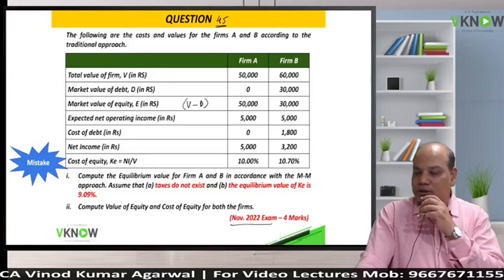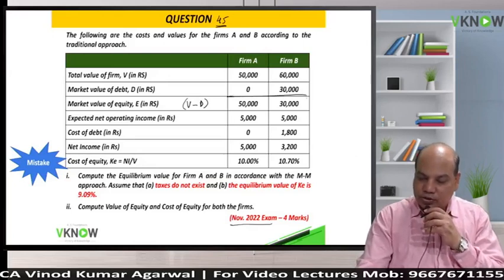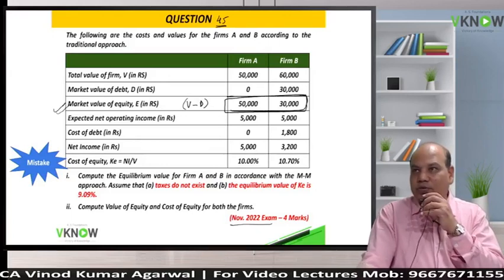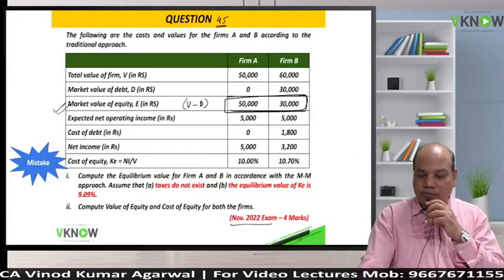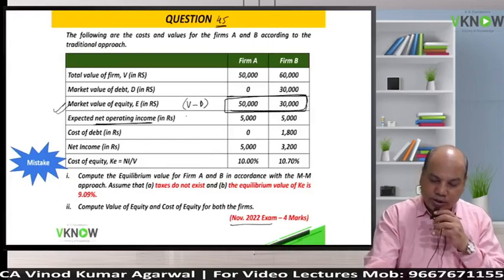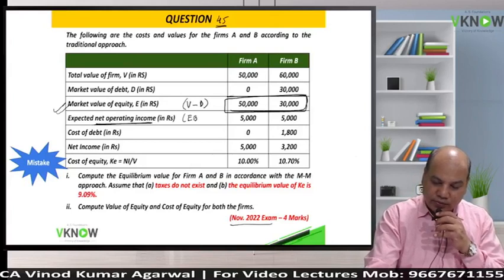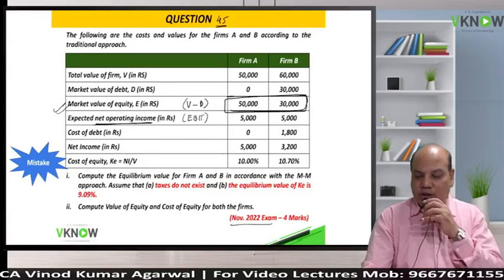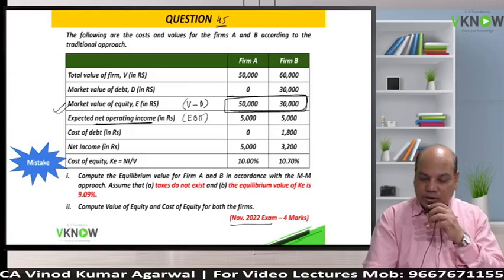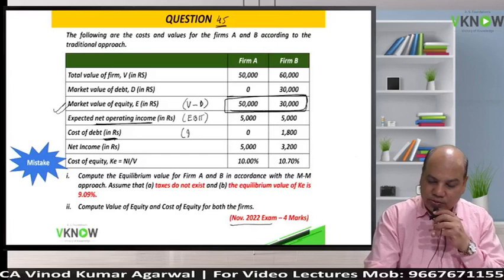50,000 and 30,000. Even if this was not given, you could have calculated this, yes or no, but your institute is very kind. Now they have given expected net operating income. Net operating income means EBIT. Net operating income means EBIT is 5,000 rupees. Cost of debt in rupees means interest. So what it means is basically interest.